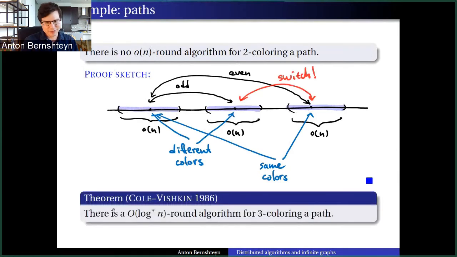By the way, just for some sense of closure, if instead of 2 colors I allow myself 3 colors for a path, then there is a very efficient deterministic local algorithm. It works in big O of log star n. Log star is iterated logarithm. So this is like the inverse of the tower function. It is how many times you need to apply the log function to n to get something that's less than 1. So this is really tiny. This is much less than log n.